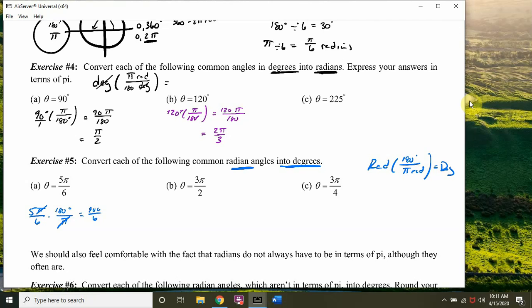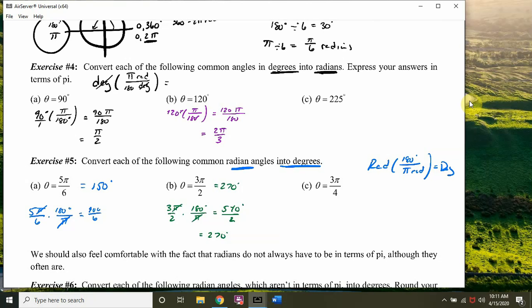And it looks like 5 pi over 6 is equivalent to 150 degrees. Okay, next up, 3 pi over 2. Convert to degrees, multiply by 180 degrees over pi radians. The pi's are gone. 3 times 180 is 540, divided by 2 is 270 degrees. So down there at the bottom of the circle, 270 degrees is the same thing as 3 pi over 2.